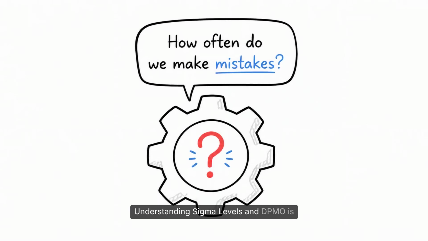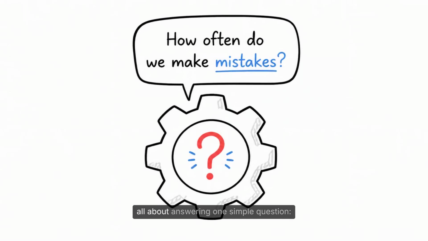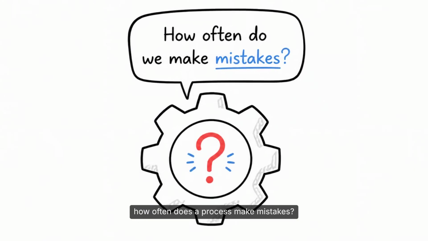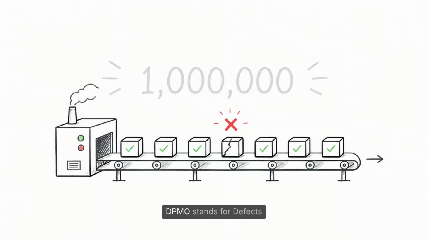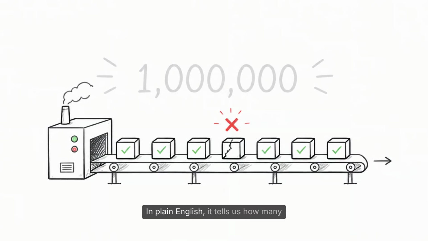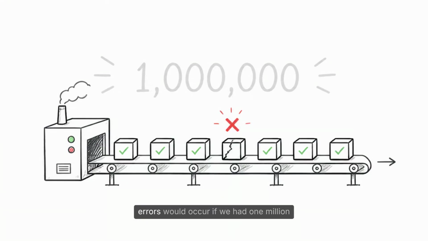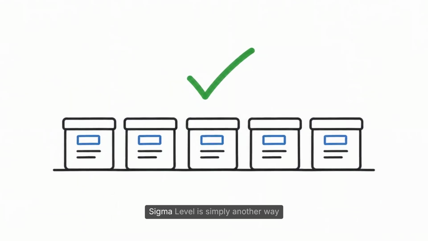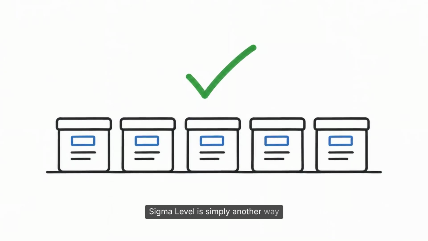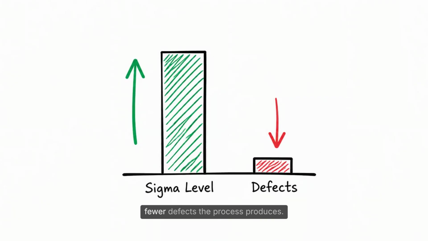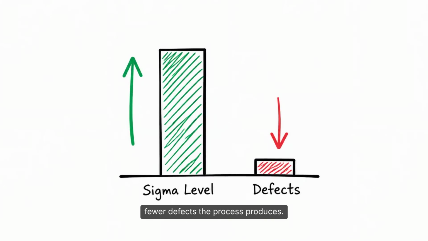Understanding Sigma Levels and DPMO is all about answering one simple question: how often does a process make mistakes? DPMO stands for Defects Per Million Opportunities. In plain English, it tells us how many errors would occur if we had 1 million chances to get something right. Sigma level is simply another way of expressing that performance. The higher the Sigma level, the fewer defects the process produces.